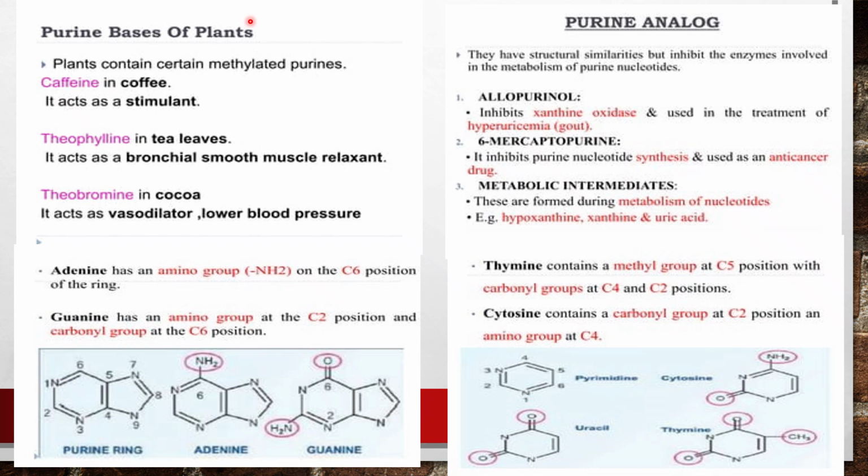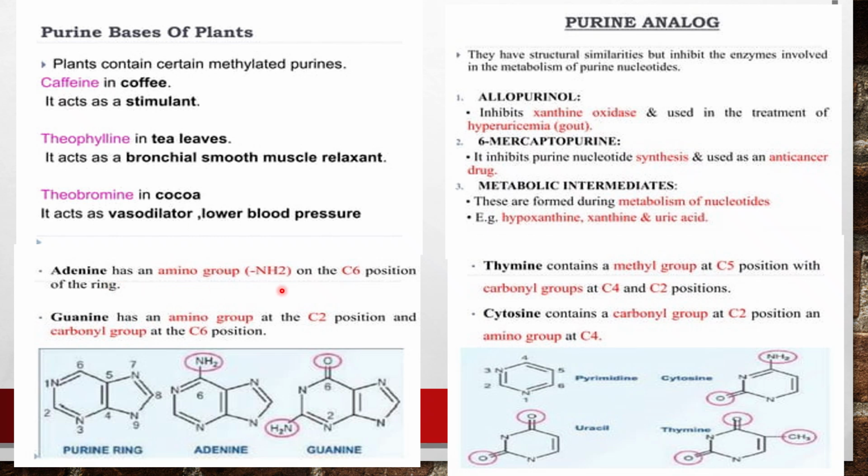Now, purine bases present in the plants. A few purine bases are biologically important, and they are present abundantly in the plant. Plants contain certain methylated purines like caffeine in coffee. It acts as a stimulant. Then theophylline is present in the tea leaves. It acts as a bronchial smooth muscle relaxant. Then theobromine is present in the cocoa, and it acts as a vasodilator. It lowers the blood pressure.